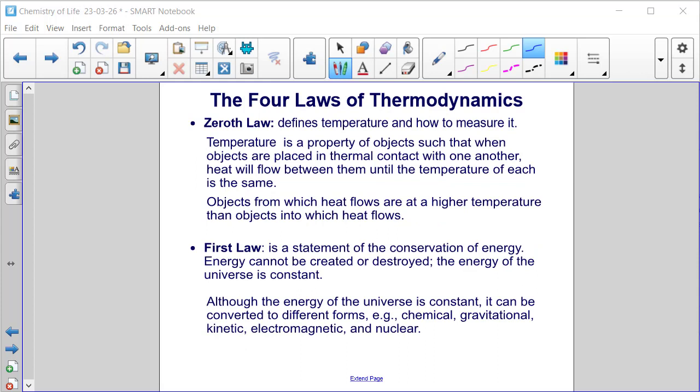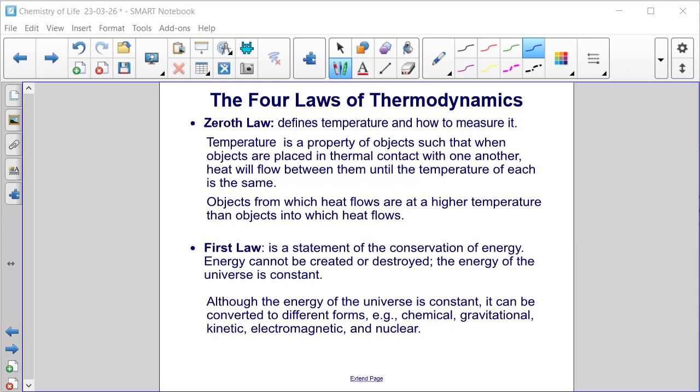The 4 laws of thermodynamics. 0th law defines temperature and how to measure it. Temperature is a property of objects such that when objects are placed in thermal contact with one another, heat will flow between them until the temperature of each is the same. Objects from which heat flows are at a higher temperature than objects into which heat flows.